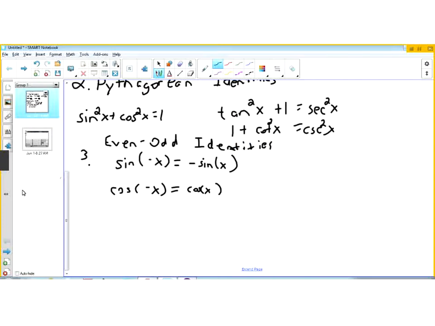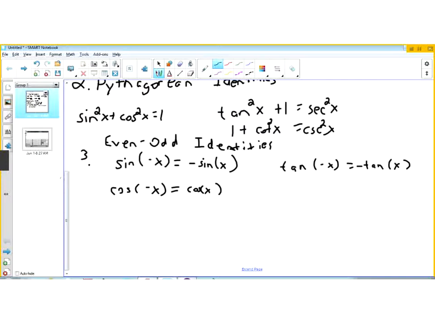Okay, and then there's one more, and that is the tangent. The tangent function is an odd function. So the tangent of minus x is equal to the minus of tangent of x. And the cotangent function is an odd function as well. And the secant function is even, and the cosecant function is odd.